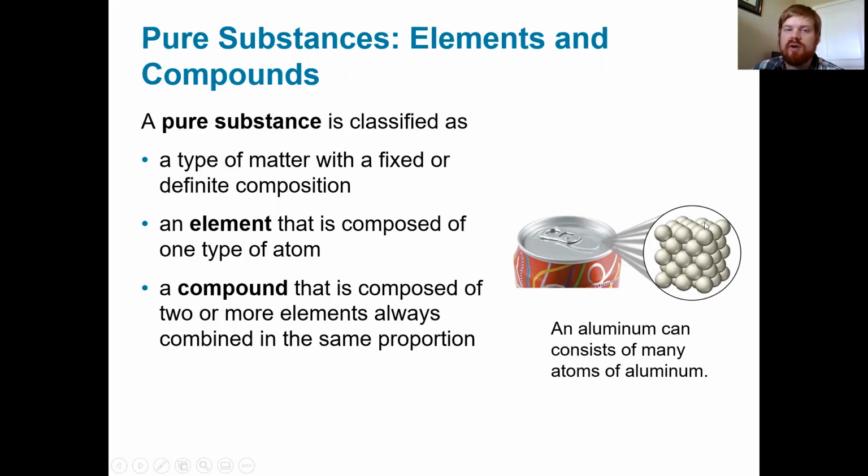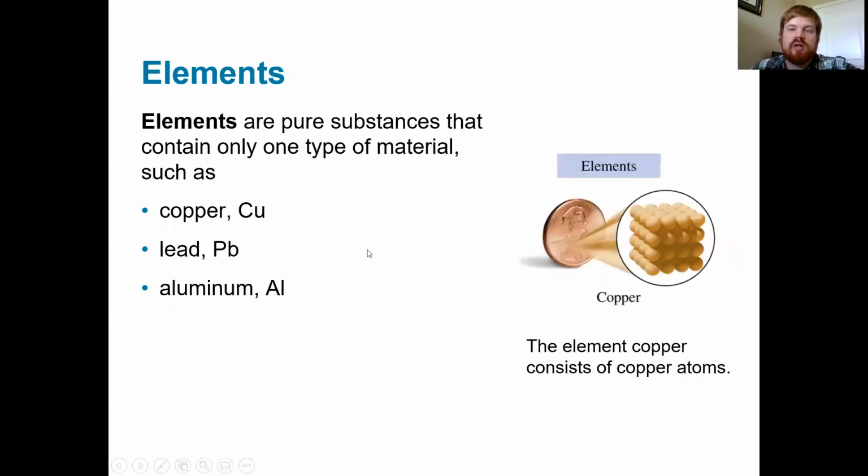So you see here we have a pure substance because it's all the same type of atom or all the same type of particle. And then it's an element because all of the particles are the same atom. Now that differs from a chemical compound. And a compound basically can be a combination of two or more elements that are always combined in the same proportion.